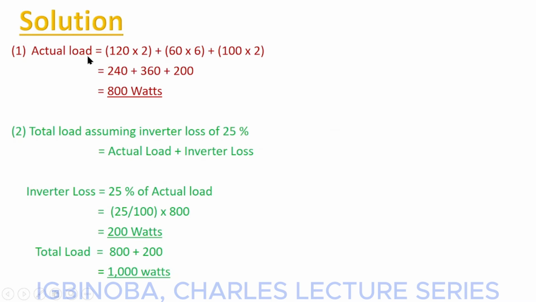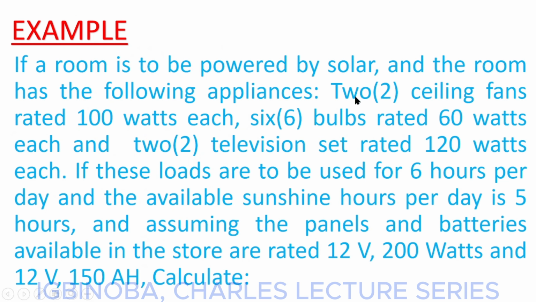For us to calculate the actual load, we go back to the question. We notice that we have 2 ceiling fans, each of them rated 100 watts. So all we need to do is to multiply 2 times 100. We are going to have a wattage of 200 watts. Then we have 6 bulbs rated 60 watts each. So multiply 6 times 60, we are going to have 360 watts. Then we have two television sets rated 120 watts each. So we say 2 times 120, we're going to have 240 watts.